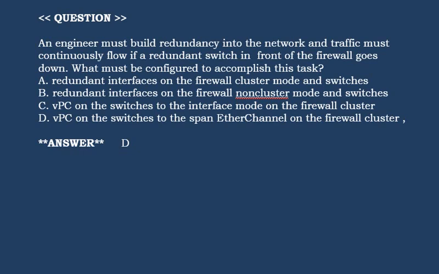Option A, redundant interfaces on the firewall cluster mode and switches. Option B, redundant interfaces on the firewall non-cluster mode and switches. Option C, VPC on the switches to the interface mode on the firewall cluster. Option D, VPC on the switches to the span EtherChannel on the firewall cluster. Correct answer is option D.